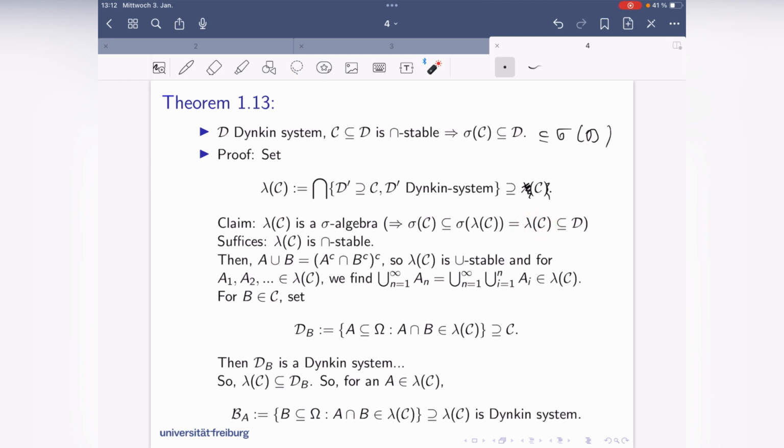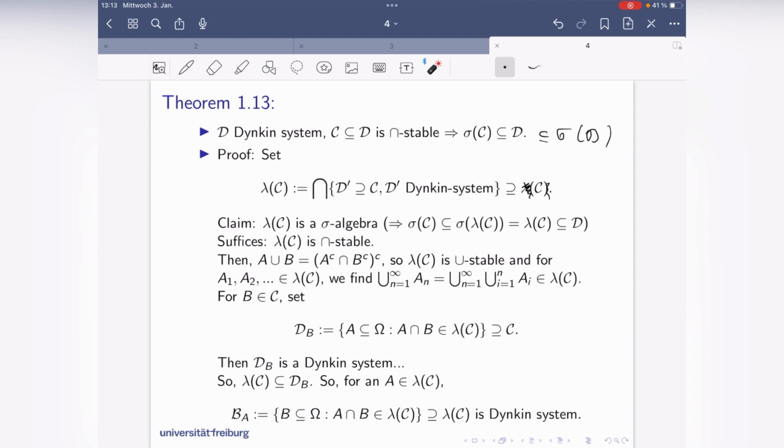And lambda of C is a subset of D, because D is a Dynkin system larger than C, and therefore also larger than lambda of C, because lambda of C is the intersection of all Dynkin systems which are larger. So in this intersection you also have D itself. So lambda of C is a subset of D. So when we show that lambda of C is a sigma algebra, we have that sigma of C is a subset of D, which is the claim here.